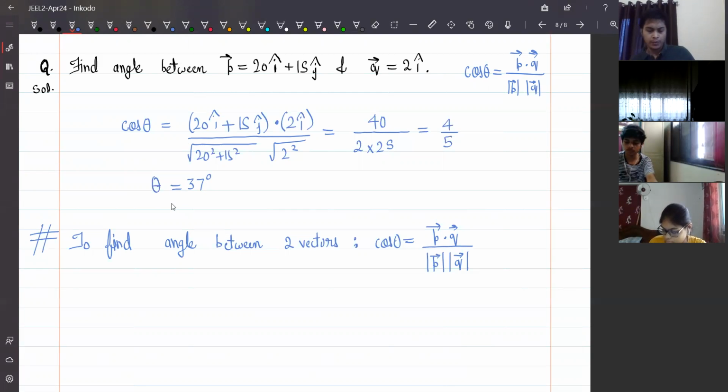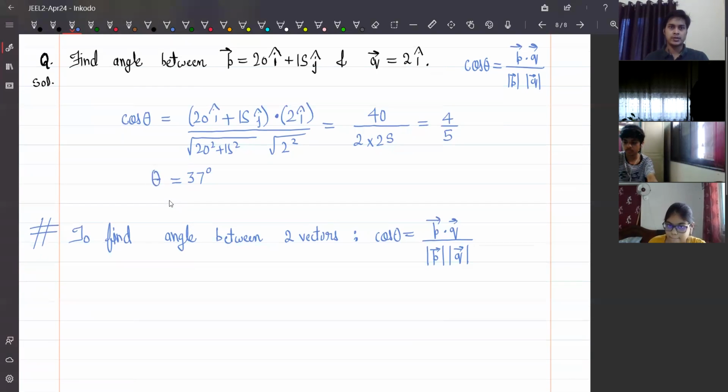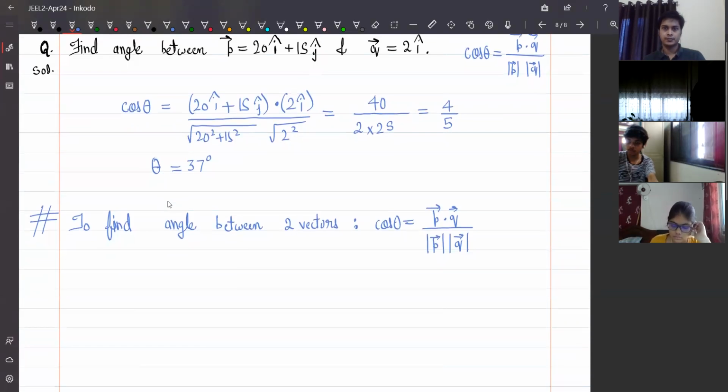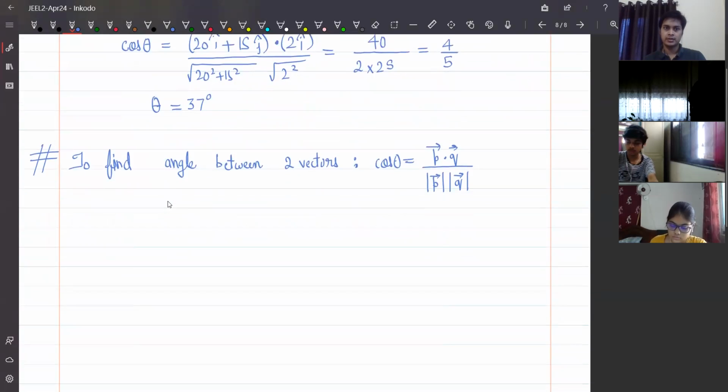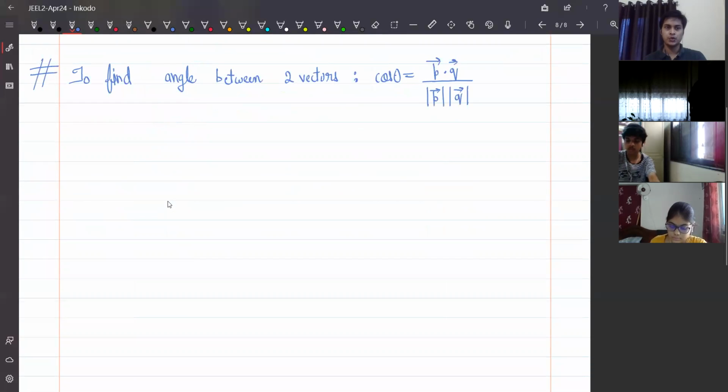In vectors, one more topic is left, that is the vector product, that we'll be taking up in the next class. Let us take doubts, meaning if you have doubts from the previous session, you can send me the question on WhatsApp and we can discuss it. Send on the group, that will be better. Everyone can see it there.